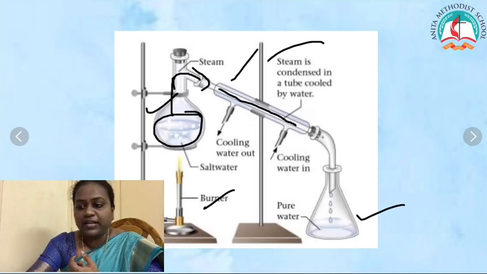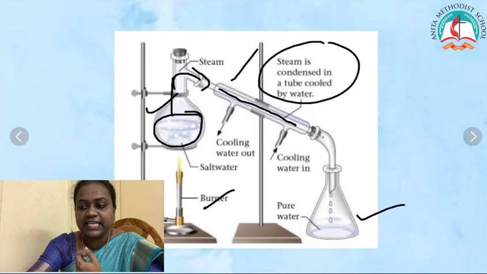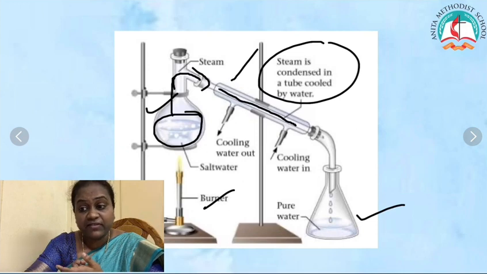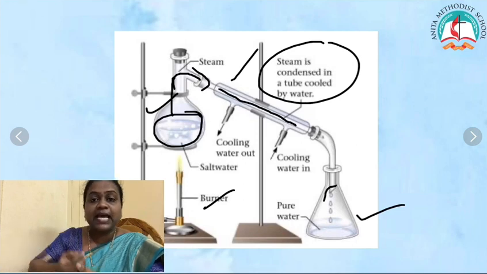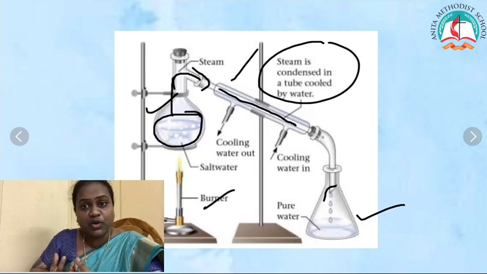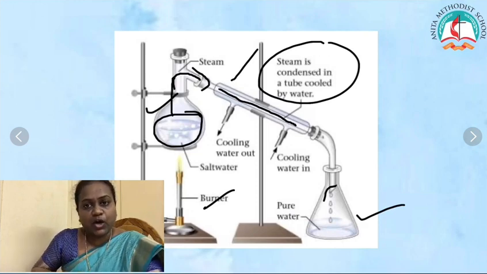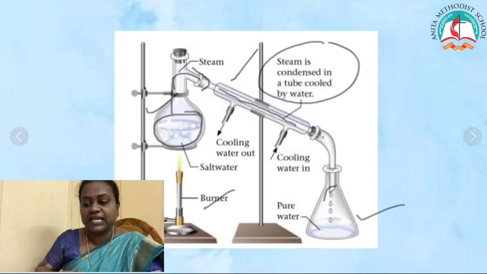Can you see here, the steam is condensed in the tube, cooled by water. When the steam moves there, it is being cooled by the cool water present there. Then what happens? That vapor comes out over here in the form of droplets. Those droplets are pure water. You get a clear solution. This is how distillation is done.